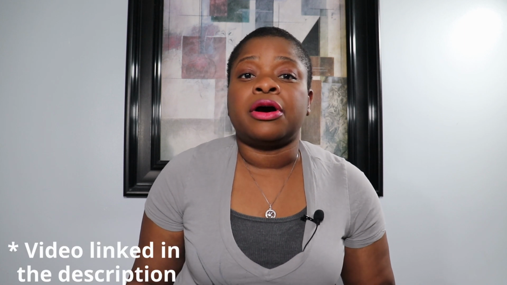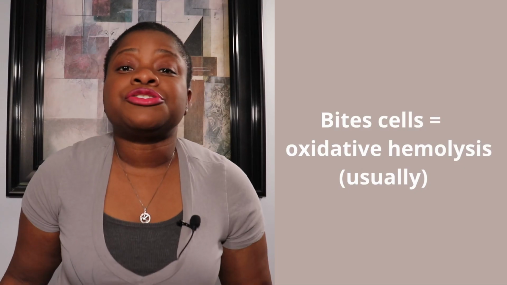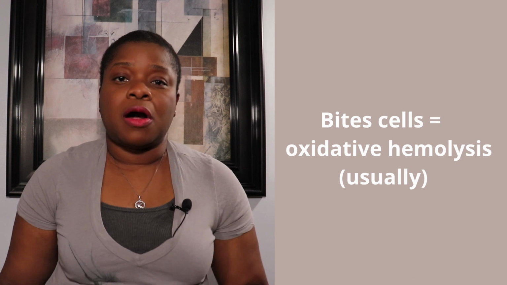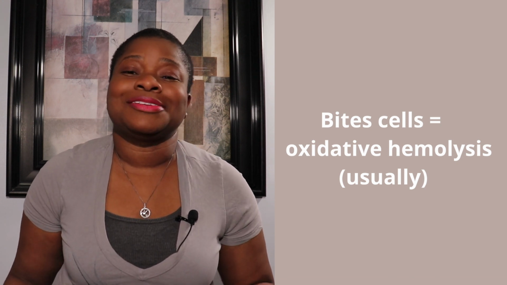These cells are polychromatic erythrocytes or reticulocytes. Remember from the RBC video that these are immature red blood cells. There is always a small amount on any patient slide, but an increase indicates that the body is producing more red cells than usual. Bite cells are usually a sign of oxidative hemolysis. So when I see them, I know a trip to the patient's history is in order.